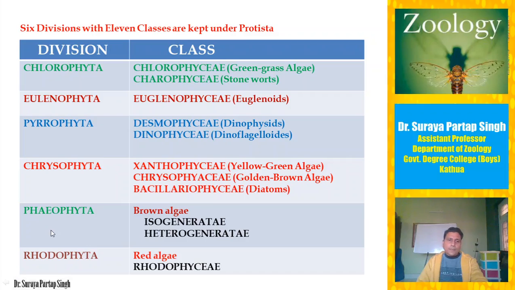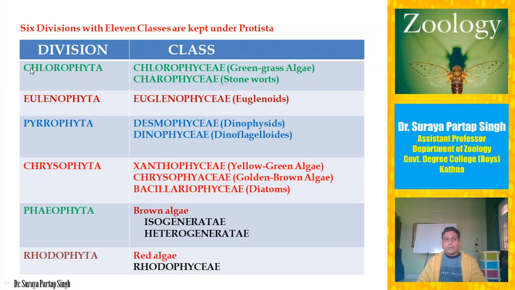diatoms. Then the division Phaeophyta is the division of brown algae, and it has 2 classes, isogenerate and heterogenerate. And lastly, the Rhodophyta is the division of red algae, and it has only one class, that is the Rhodophyceae. Here I would like to emphasize that this classification of algae into these 6 divisions is primarily based upon the type of pigment present in them.